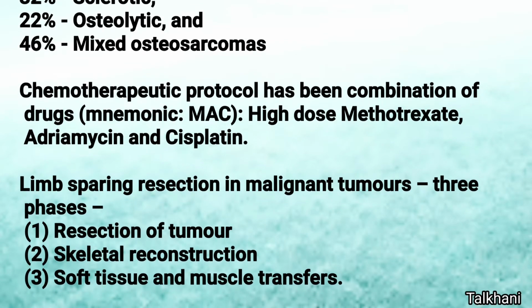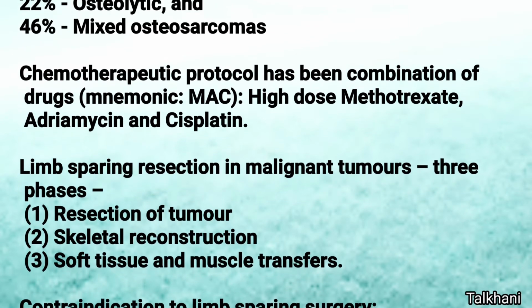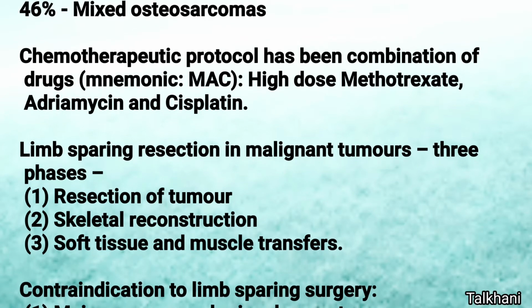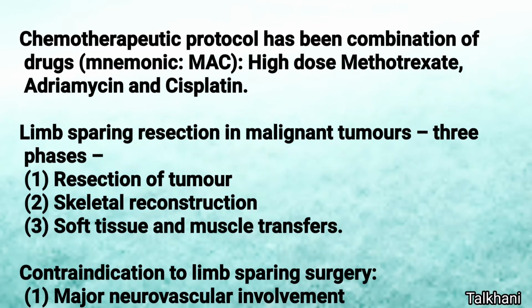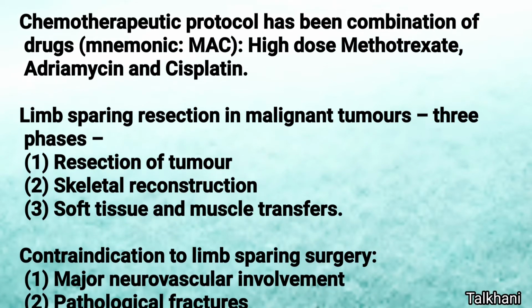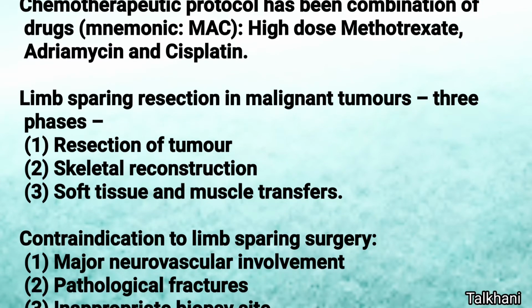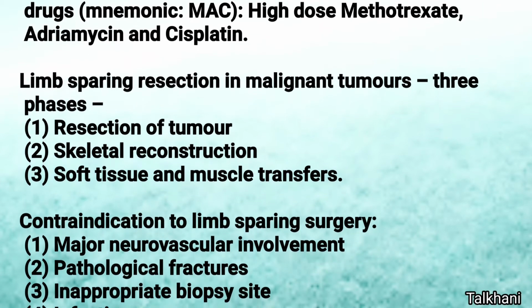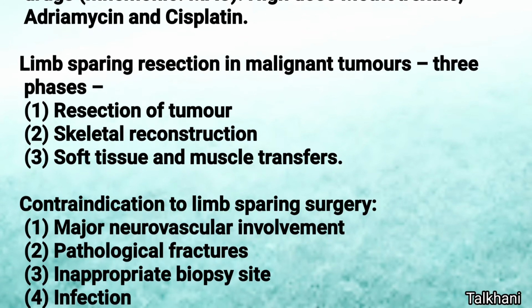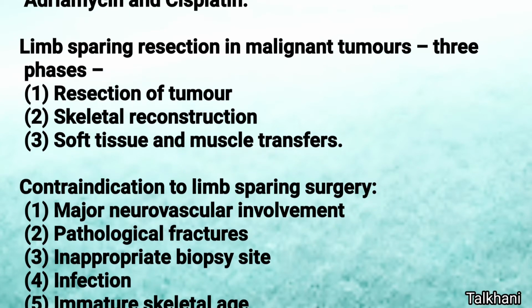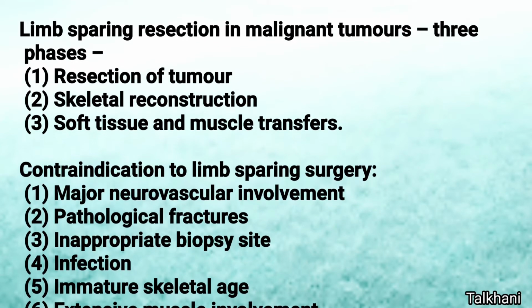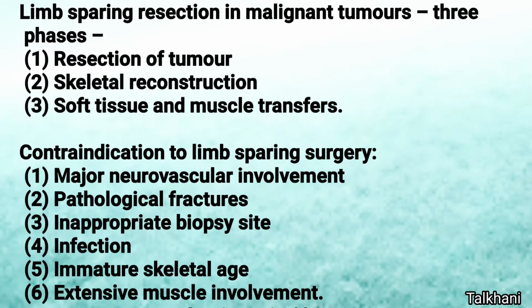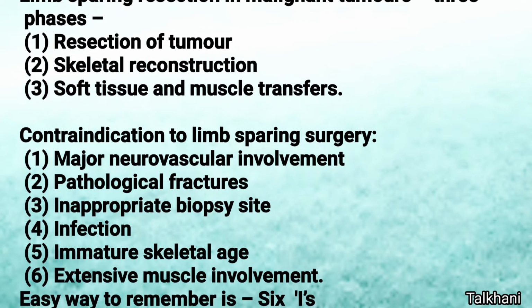Chemotherapeutic protocol has been a combination of drugs: MAC, methotrexate, which is high-dose methotrexate, Adriamycin, and Cisplatin. Limb-sparing resection in malignant tumors consists of 3 phases: resection of the tumor, skeletal reconstruction, and soft tissue muscle transfers.